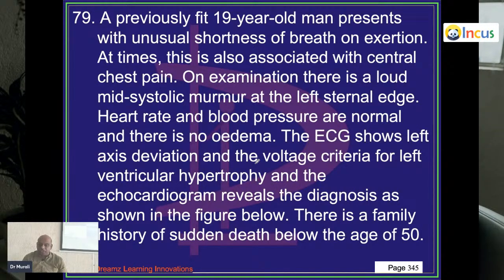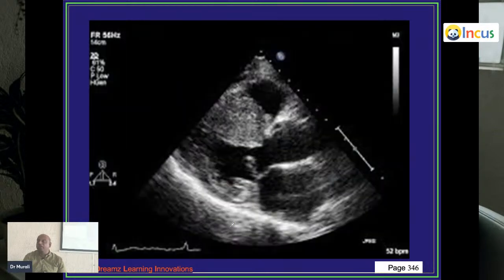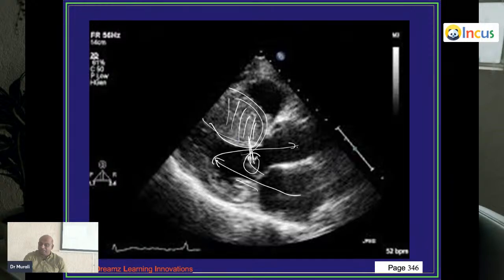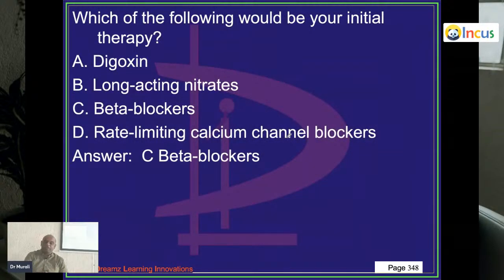A 19-year-old man, unusual shortness of breath, left axis deviation, left ventricular hypertrophy, and the echo is shown. So what do you see here? The blood flows from the left atrium to the left ventricle, from the left ventricle into the aorta, and here you have the mitral valve, anterior leaflet, which is coming close to the hypertrophied interventricular septum. They both are touching and causing obstruction to the flow of blood from the atrium into the ventricle, and from the ventricle into the aorta, is what you need to remember.